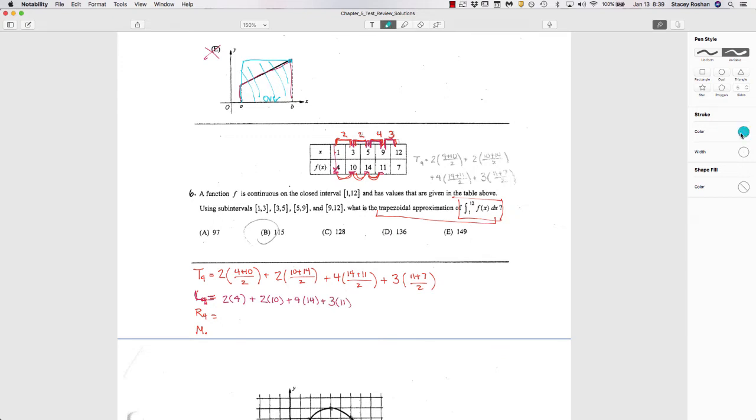Now when I'm doing right, I'm going to be doing that one in turquoise. So my first width is still 2, but my right is 10. 2 times 10. My second width is still 2, but my right is 14. My next width is still 4, but my right is 11. My last width is still 3, but my right is 7.